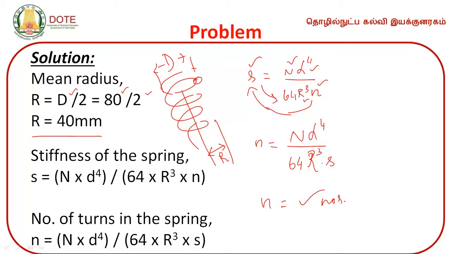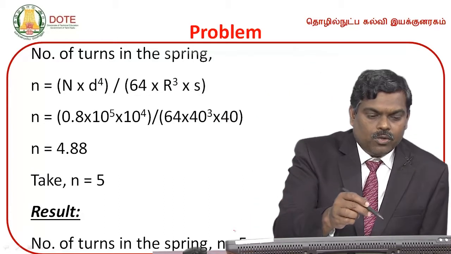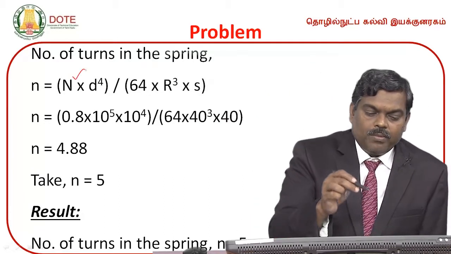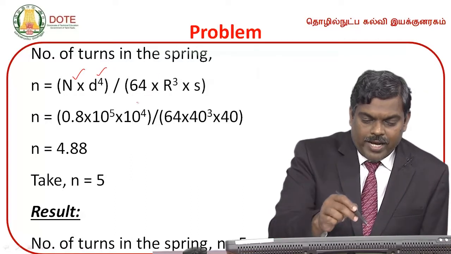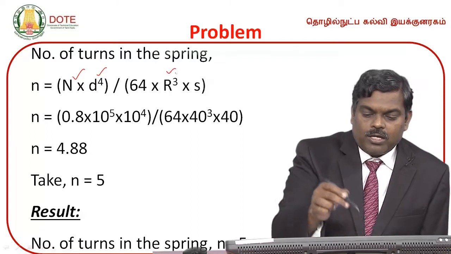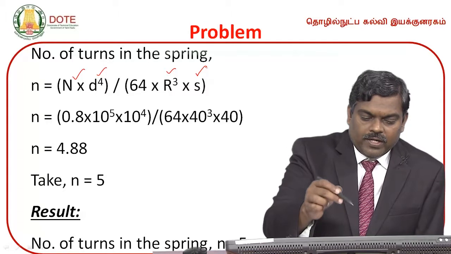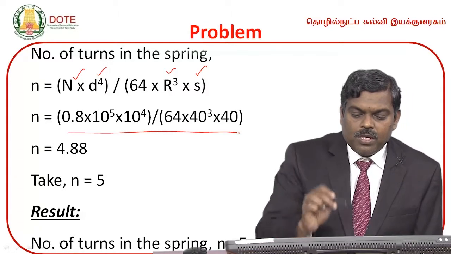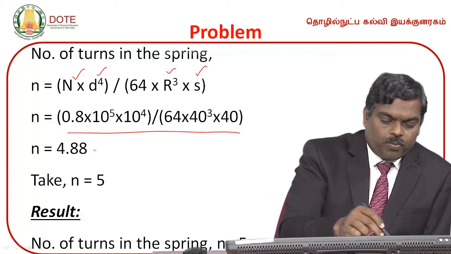ஓகேங்களா, இந்த ஃபார்முலாவை இப்போ நம்ம என்ன பண்ண போகிறோம், we are going to substitute the values. Number of turns in the spring n is equal to capital N modulus of rigidity, then d to the power 4, diameter of the wire, r cube, mean radius of the spring coil, s stiffness. இந்த values பூரா substitute பண்ணுறோம். substitute பண்ணி calculate பண்ணும் பொழுது we are getting a result 4.88.